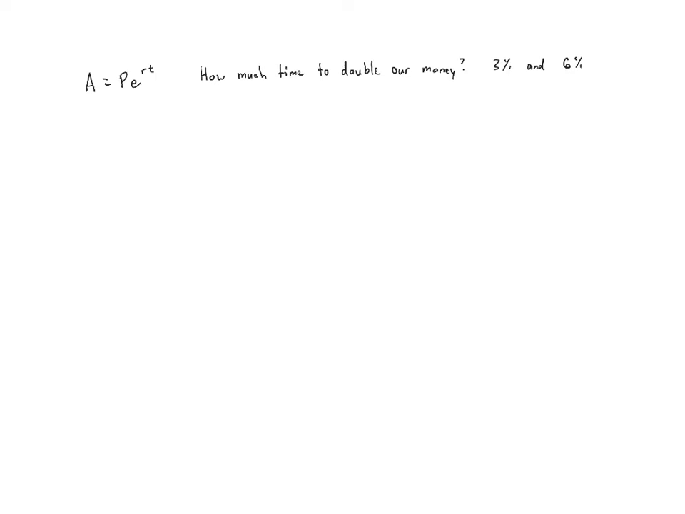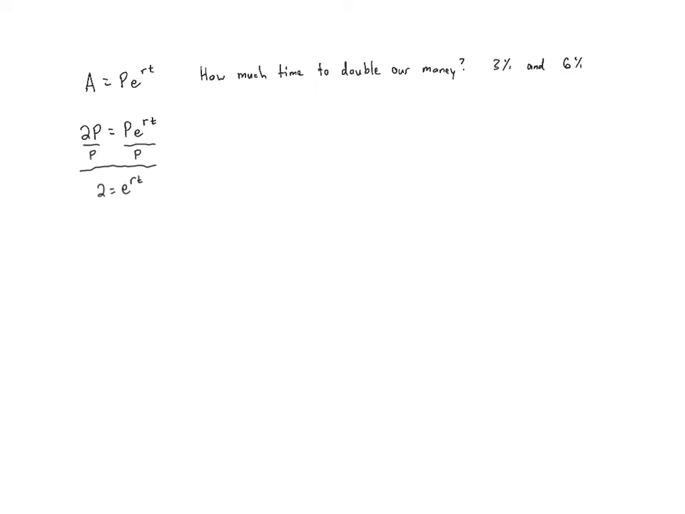So if we want to double our money, what this means is that the amount we want to end up with in the end is 2 times the principal that we started with. So this would mean we would have 2P equals P times e to the RT. Now, because both of these have P as a factor, we can divide both sides of the equation by P, and that actually eliminates it. We get 2 equals e to the RT.